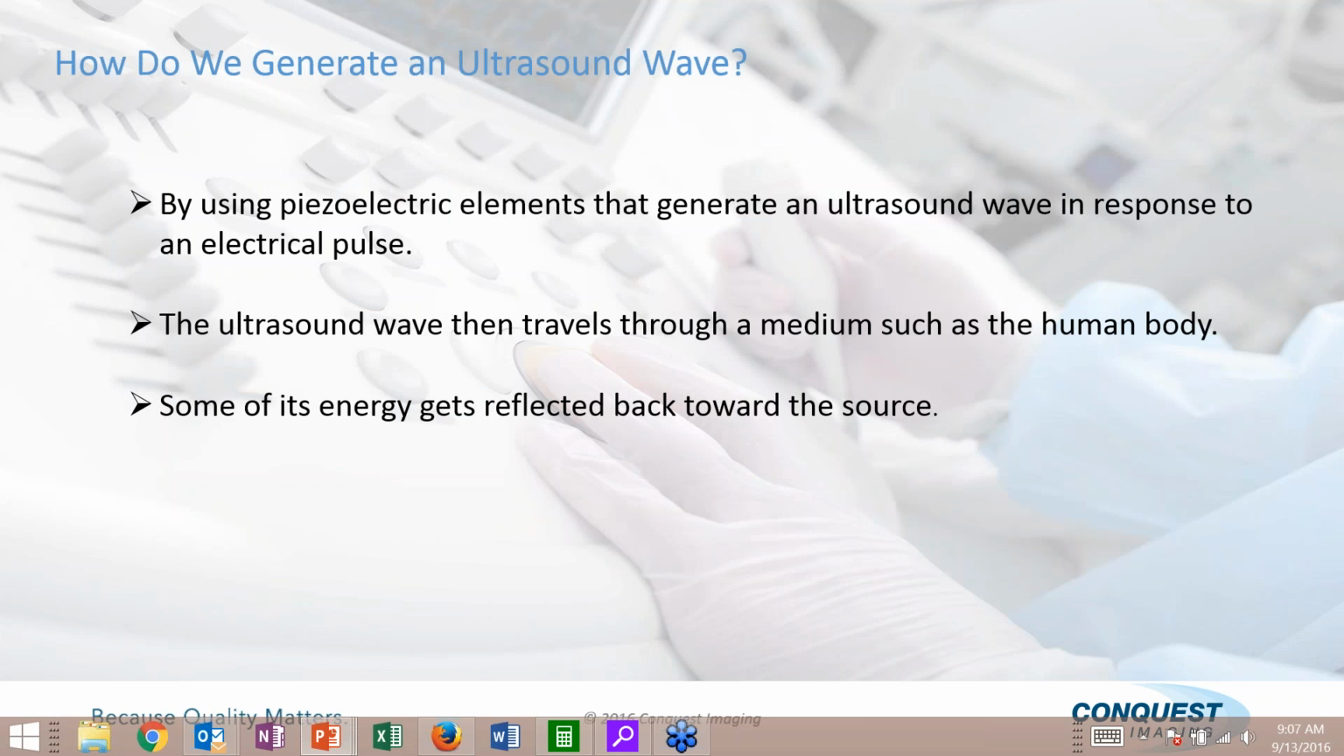So how do we create these ultrasound waves? Essentially, an ultrasound transducer has a piezoelectric element that generates this wave. This element will vibrate, creating a mechanical wave, or an ultrasound wave. The wave then travels through a medium such as the human body, and then some of the energy gets reflected back towards the transducer.